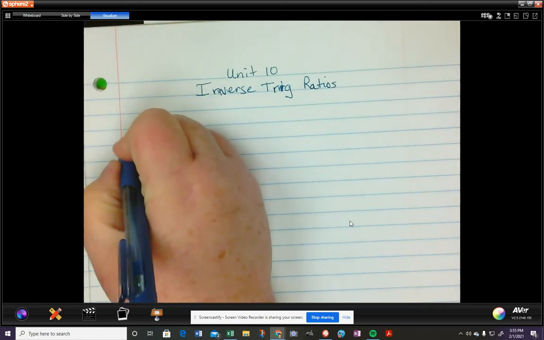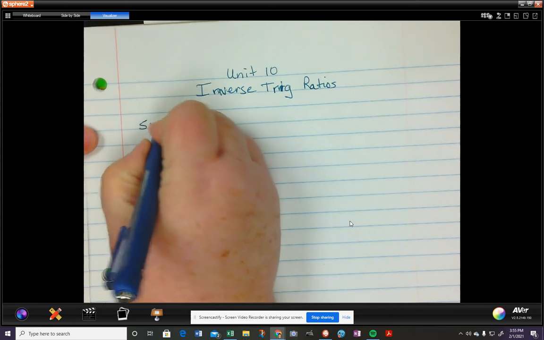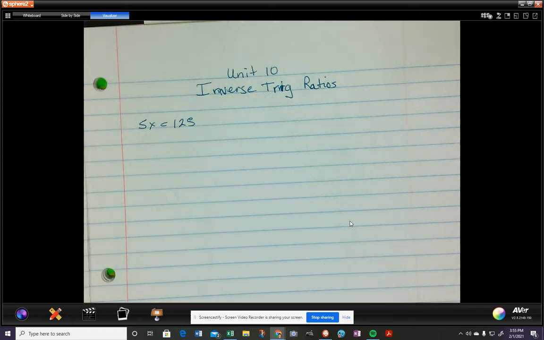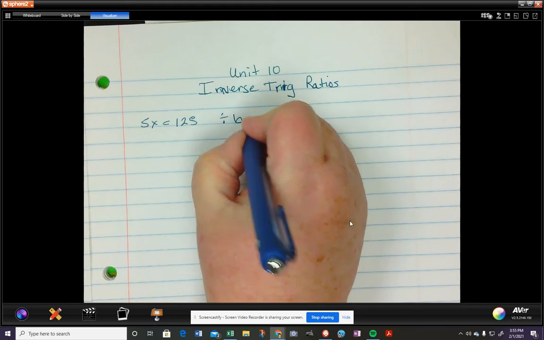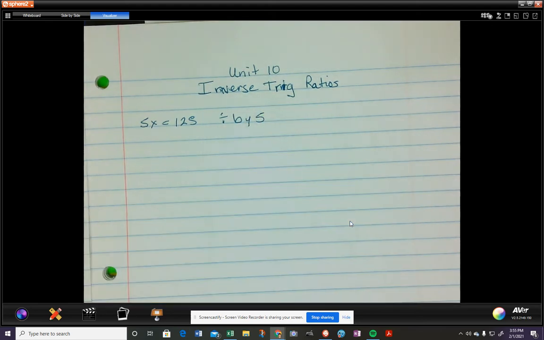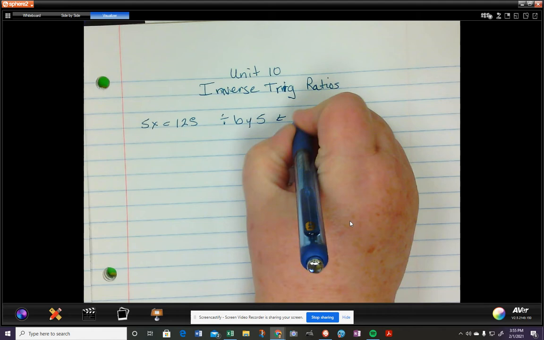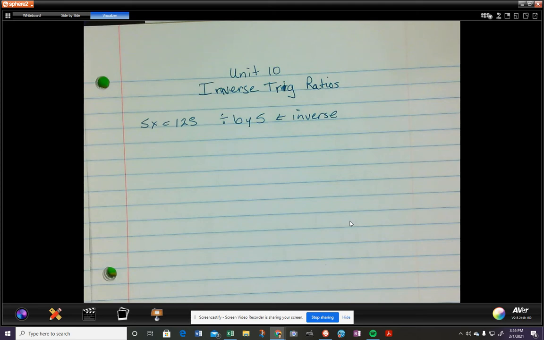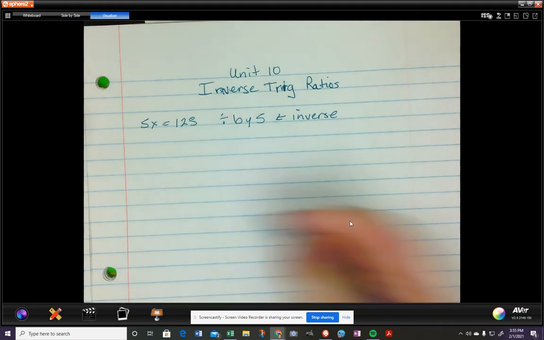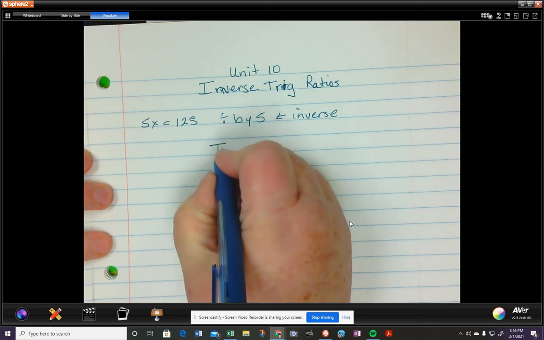So for example, if I wrote 5x equals 125, how would I undo that problem? I would have to divide by 5. That's the inverse. So if I want to find the answer to a multiplication problem, I have to divide to find it. So let's talk about our trig ratios.